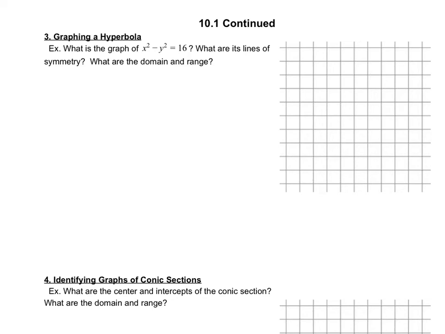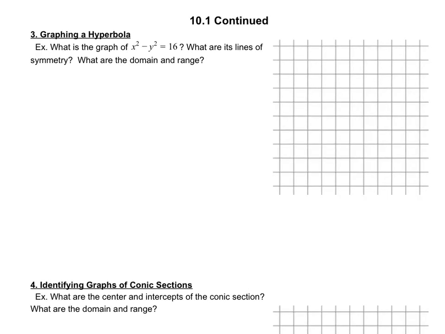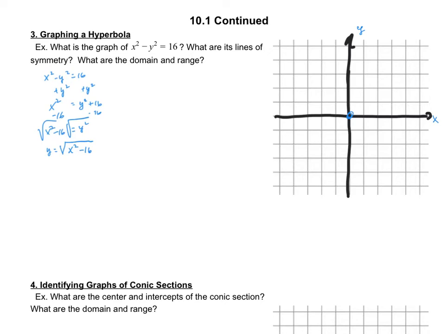Okay, now let's look at graphing a hyperbola, which we have not done in math as far as I know up until now. So if I go ahead and just create my axes, we know we're going to have a center, and I'm going to label my axes. Let's solve for y. I hope you've been able to isolate your variable, so y is equal to the square root of x squared minus 16.